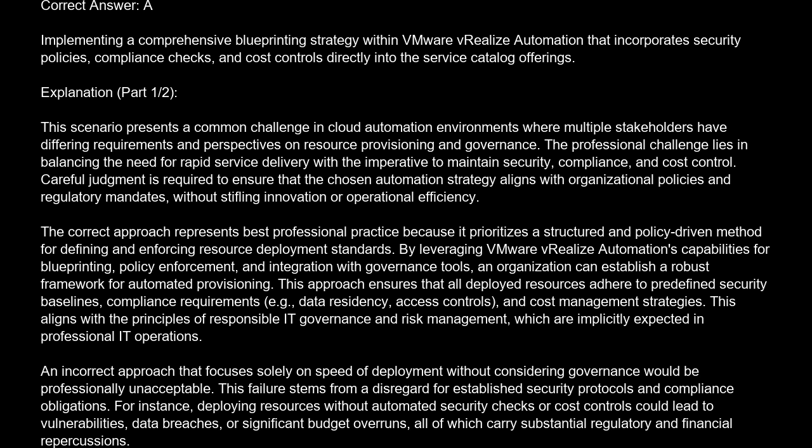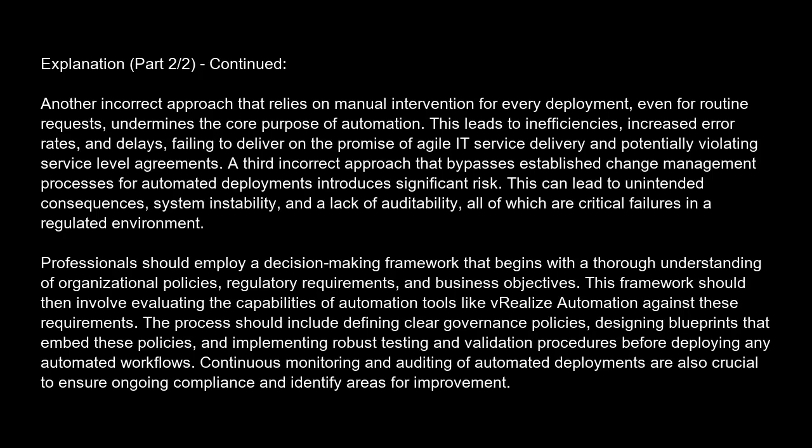For instance, deploying resources without automated security checks or cost controls could lead to vulnerabilities, data breaches, or significant budget overruns, all of which carry substantial regulatory and financial repercussions. Another incorrect approach that relies on manual intervention for every deployment, even for routine requests, undermines the core purpose of automation. This leads to inefficiencies, increased error rates and delays, failing to deliver on the promise of agile IT service delivery, and potentially violating service-level agreements.